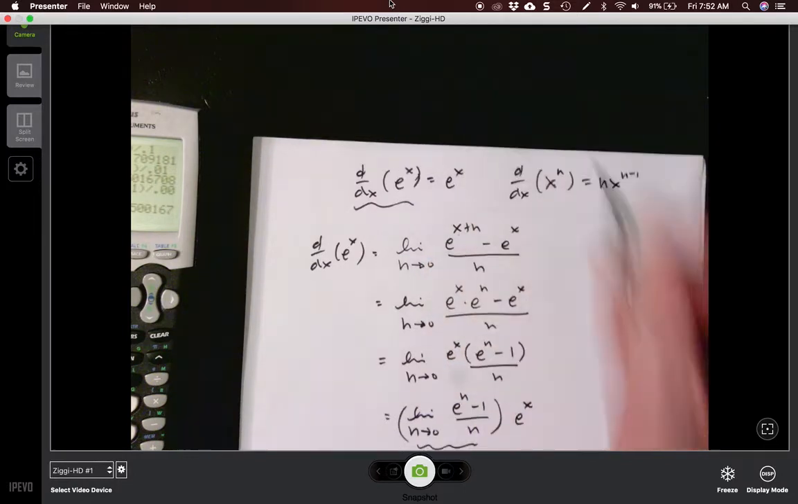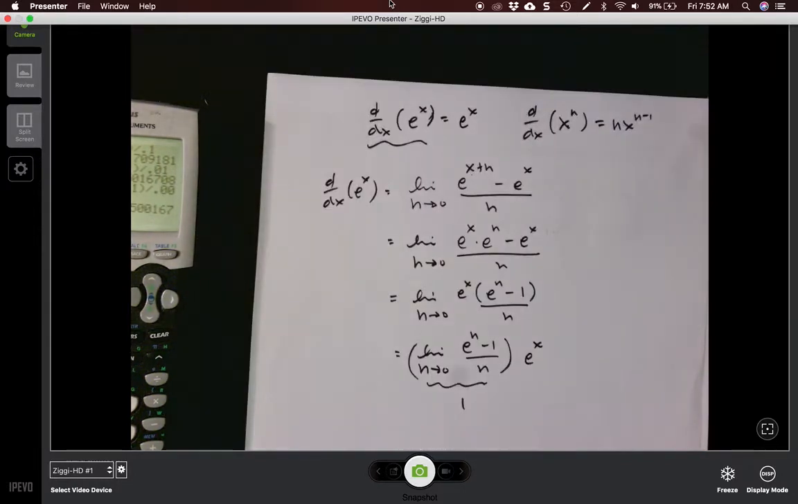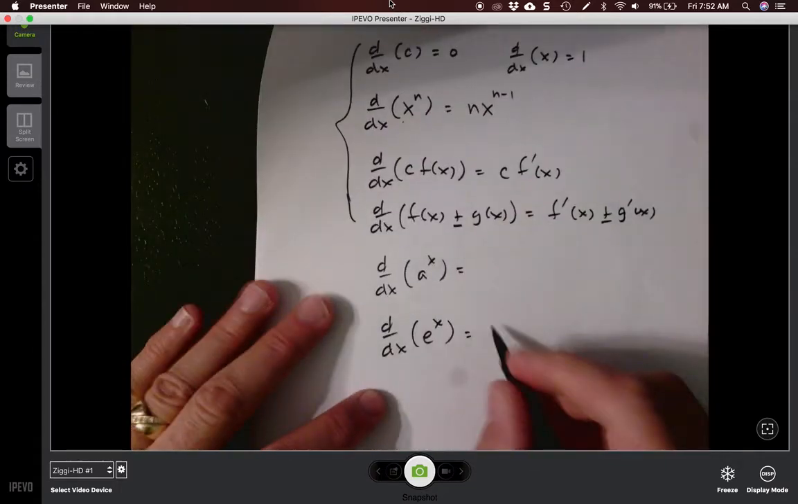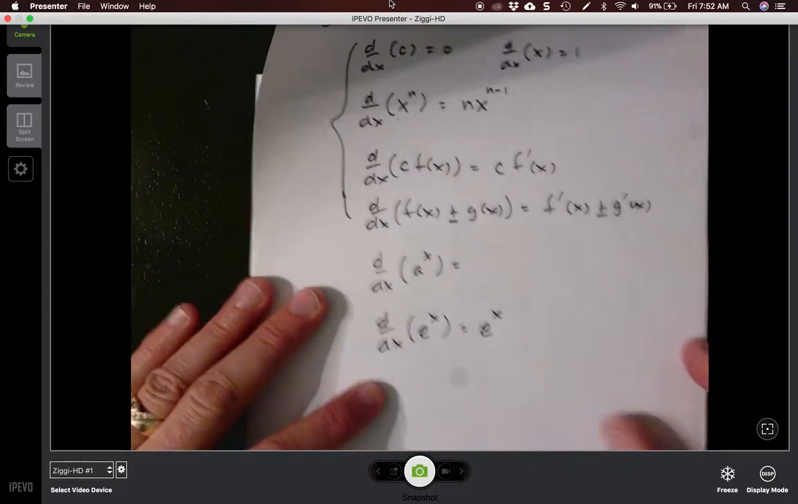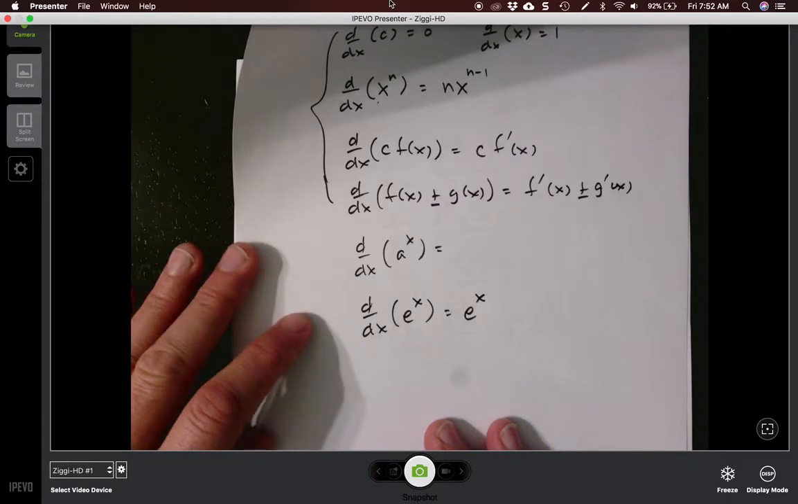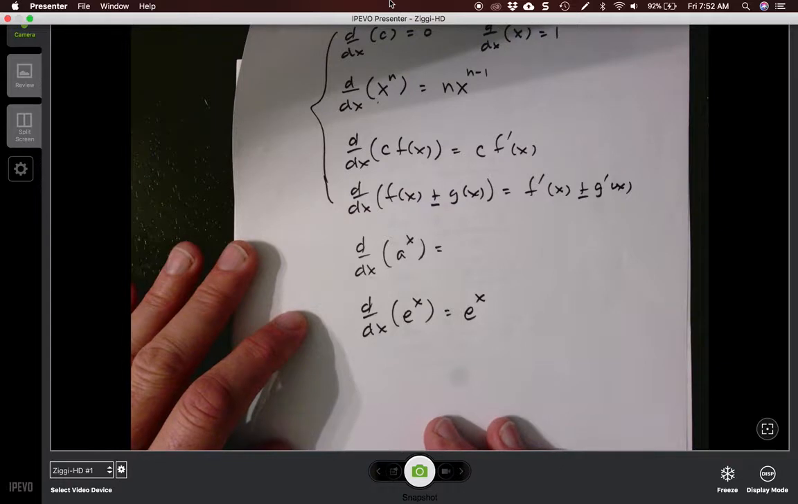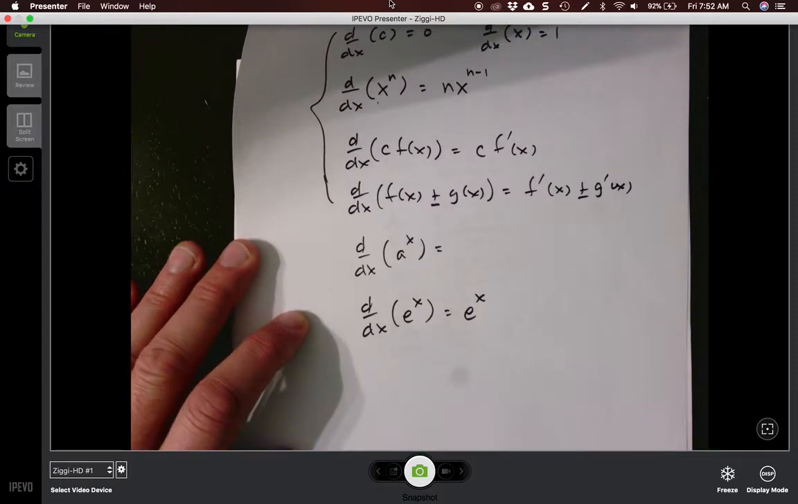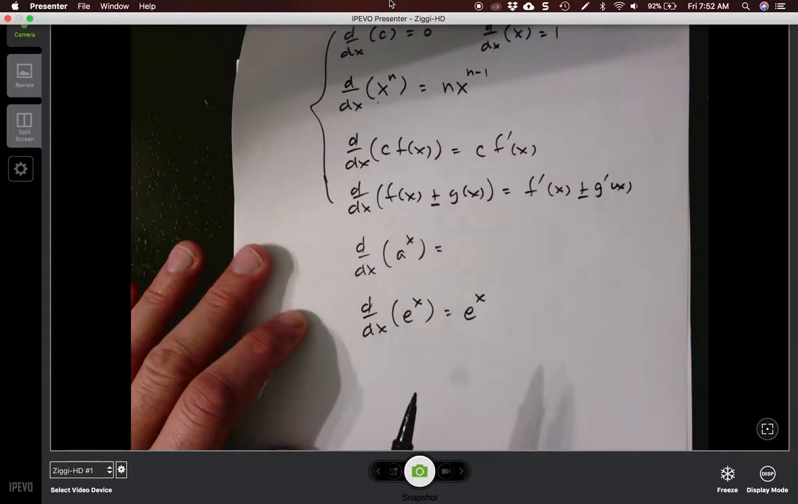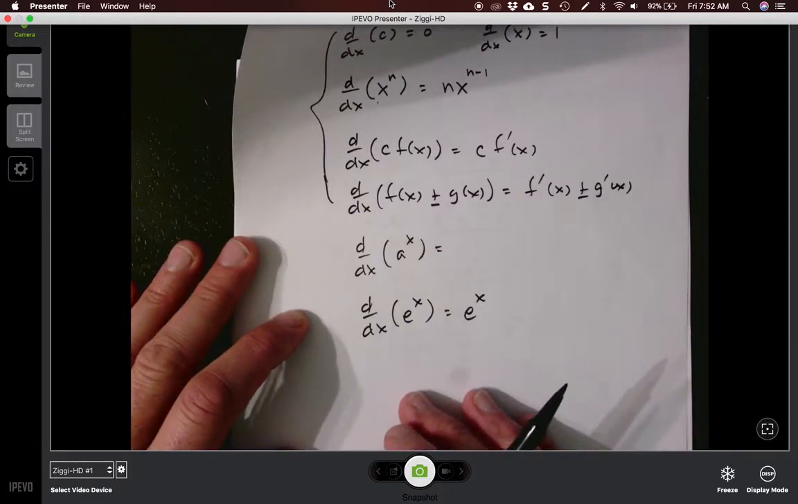So the derivative of e to the x is another one that we're going to want to know, and this is a really nice function because the derivative is itself. The derivative of e to the x is just e to the x. That can be a little bit confusing because sometimes we'll be asking, is that the derivative or is that the function? You have to pay attention that this is the slope of the tangent line at that point, and it happens to be equal to the value of the function.